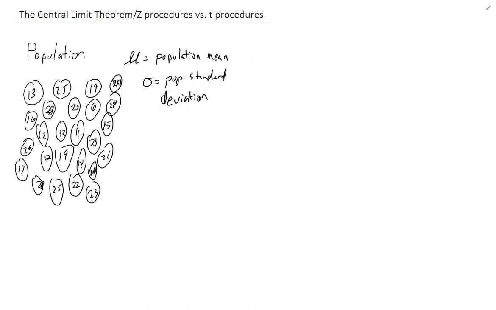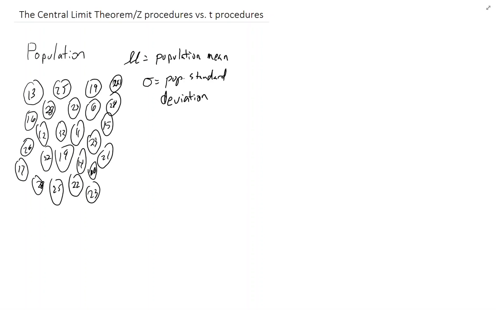And to start with, it's nice to assume that this distribution is roughly normal. It doesn't have any outliers. It turns out that if your sample size is large enough, it doesn't really matter what the shape of that population is. But in general, it's maybe roughly a normal distribution with a mean of mu and a standard deviation of sigma that are out there.